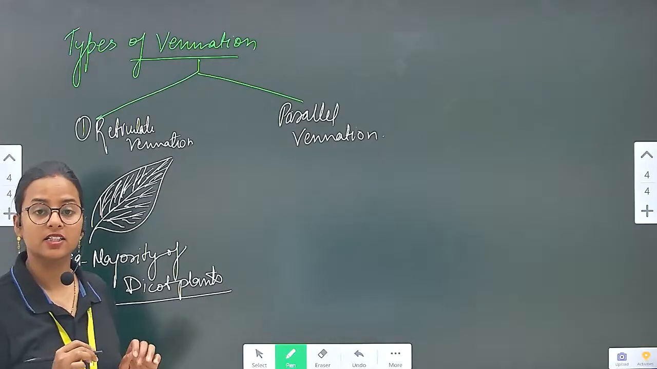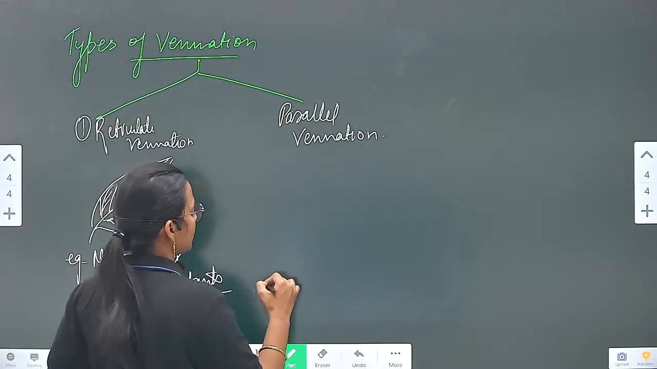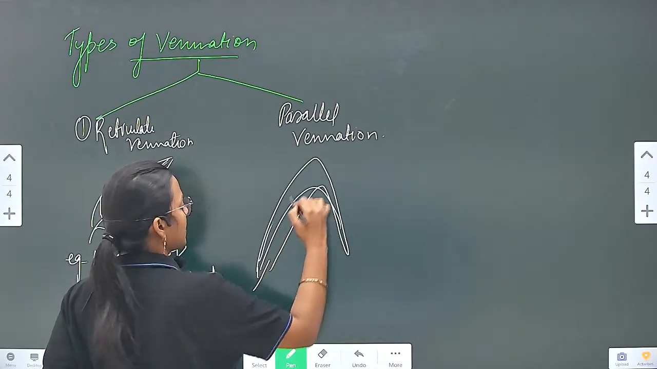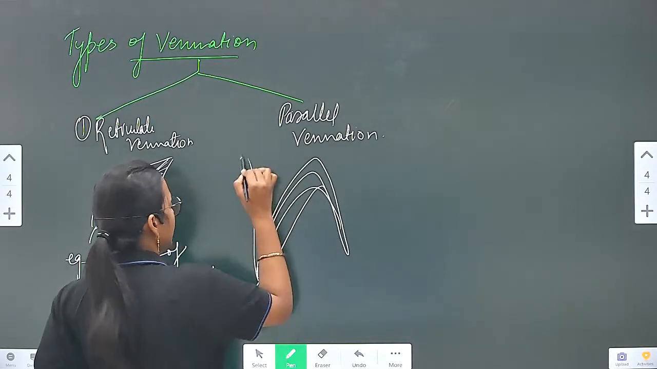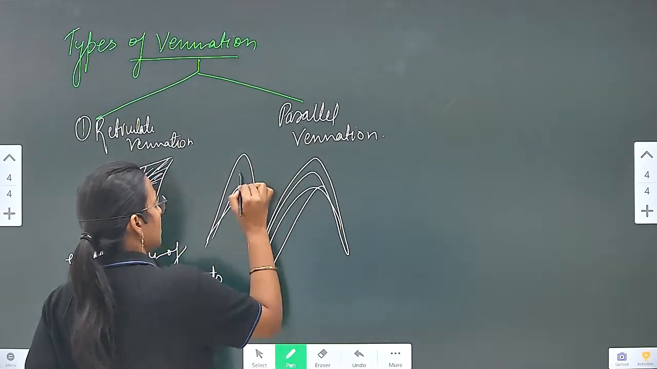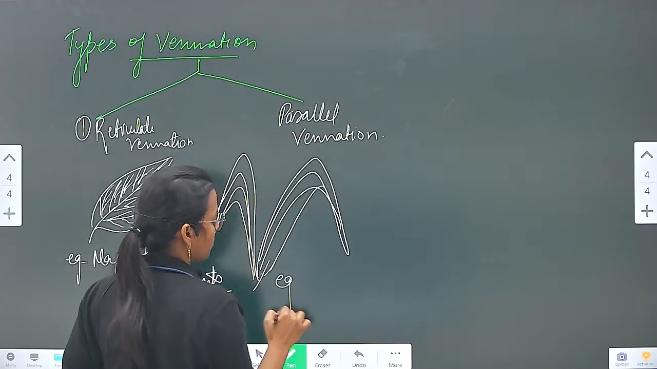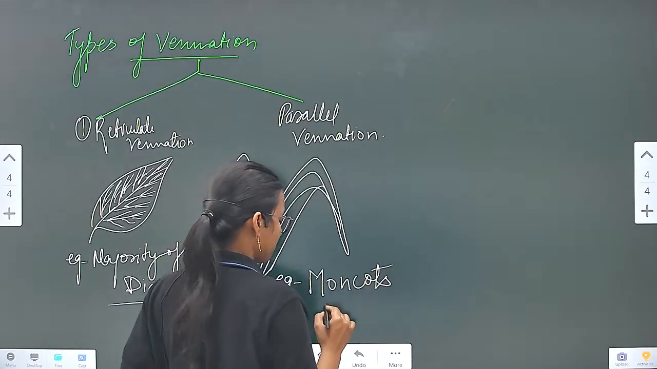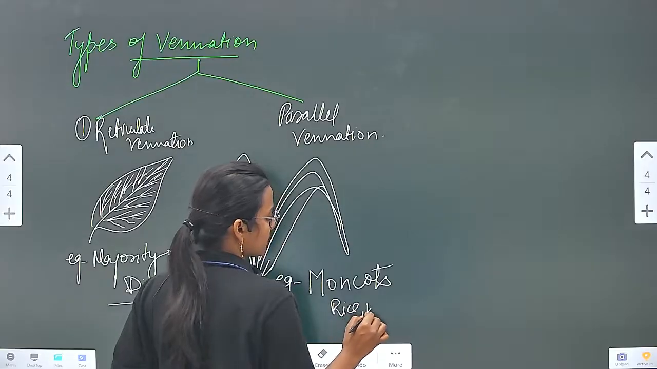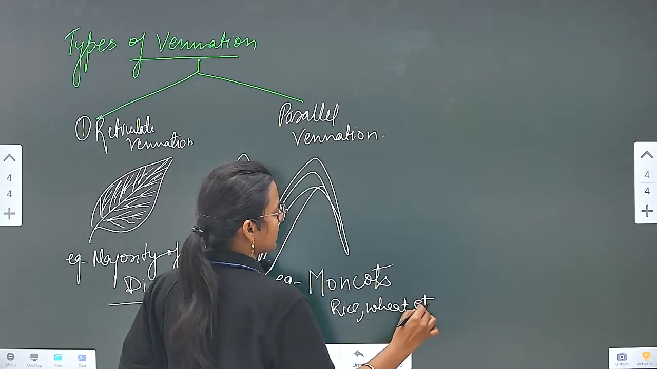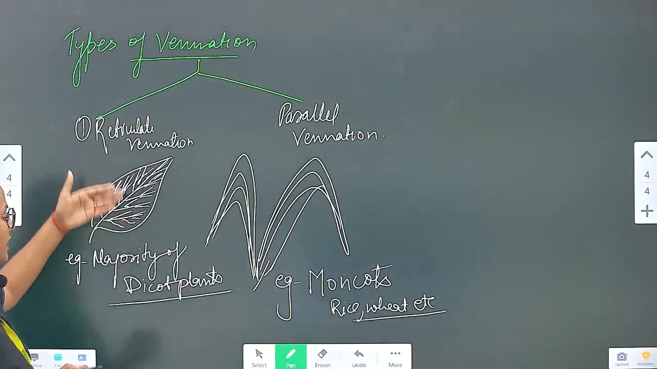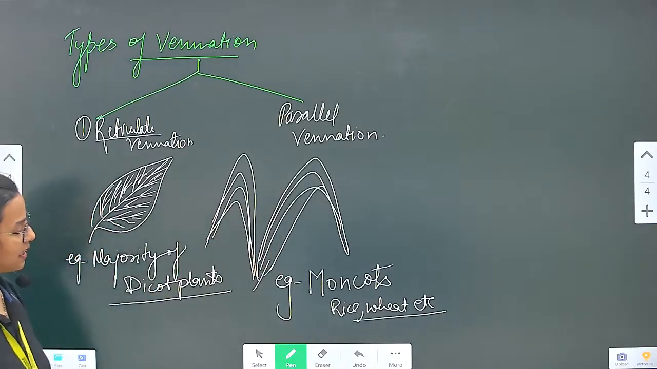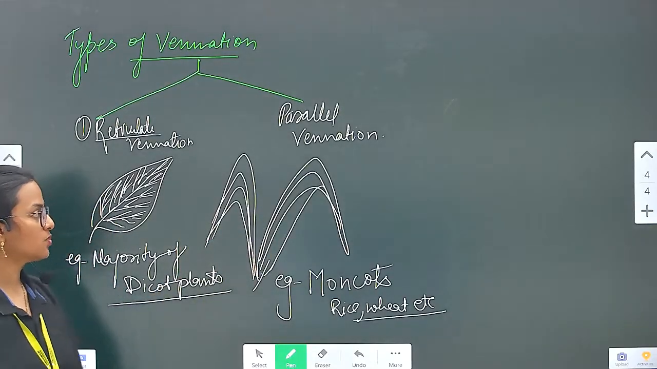Is that clear? Whereas in parallel venation you will see the leaves are like this. These are shown by the majority of monocots, which show only such type of venation, such as rice, wheat, etc. Is that clear? So here the network is formed, so it is called reticulate, and here there is no network, so it is what? Parallel venation. This was about the venation.